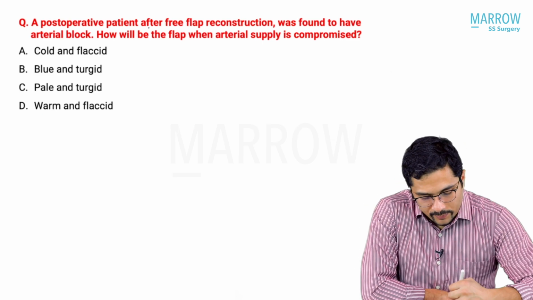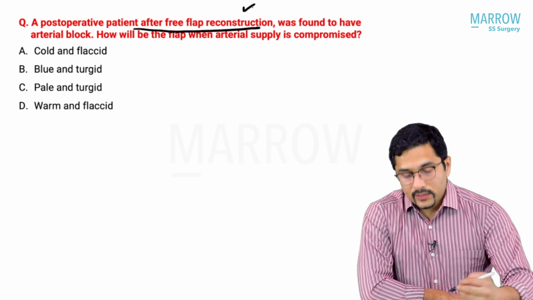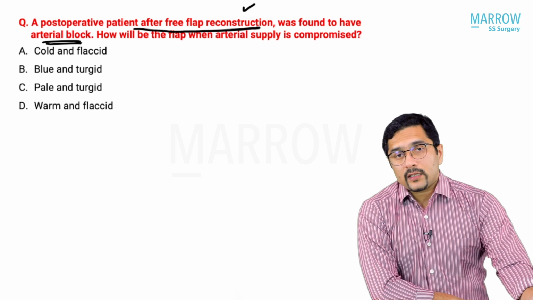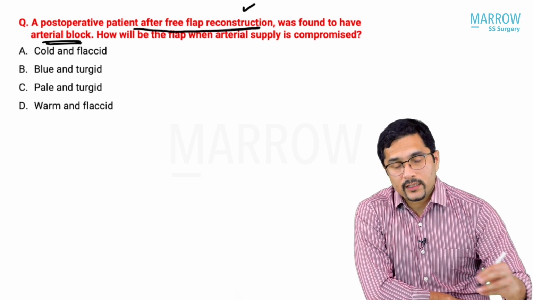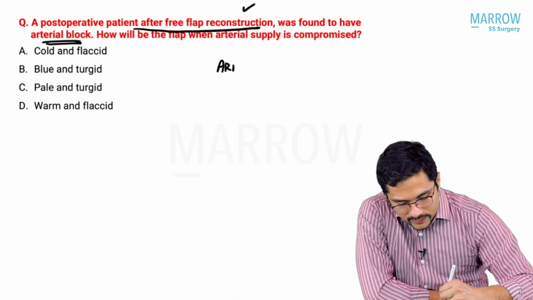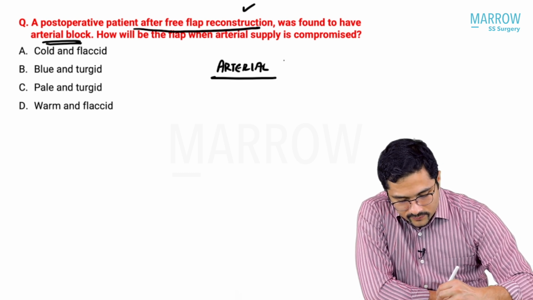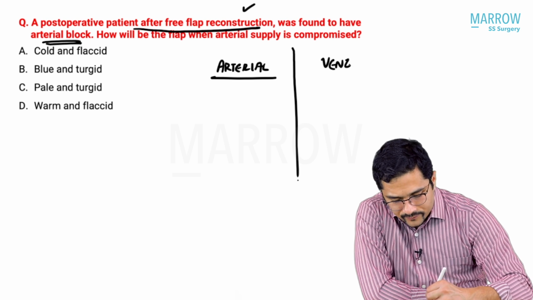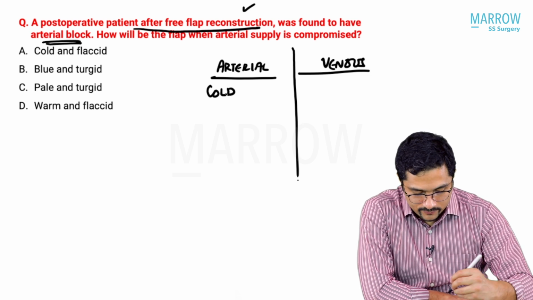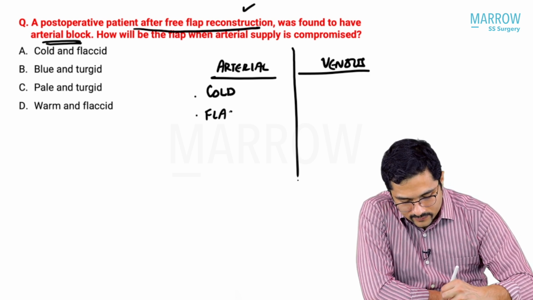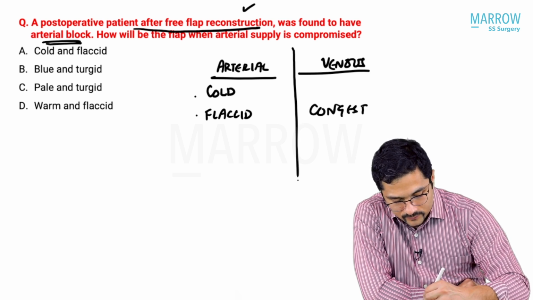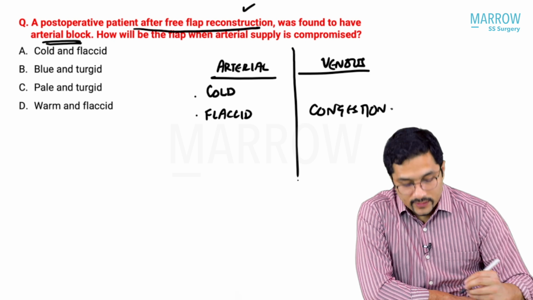A postoperative patient after a free flap reconstruction, so there has been a flap reconstruction, is found to have an arterial block. What are the features of arterial compromise in a flap? This I have covered in the plastic surgery modules. So if there is arterial compromise versus venous compromise in a flap, the flap will be cold in arterial, warm in venous. It will be flaccid in arterial. There will be congestion or it will be turgid in venous.